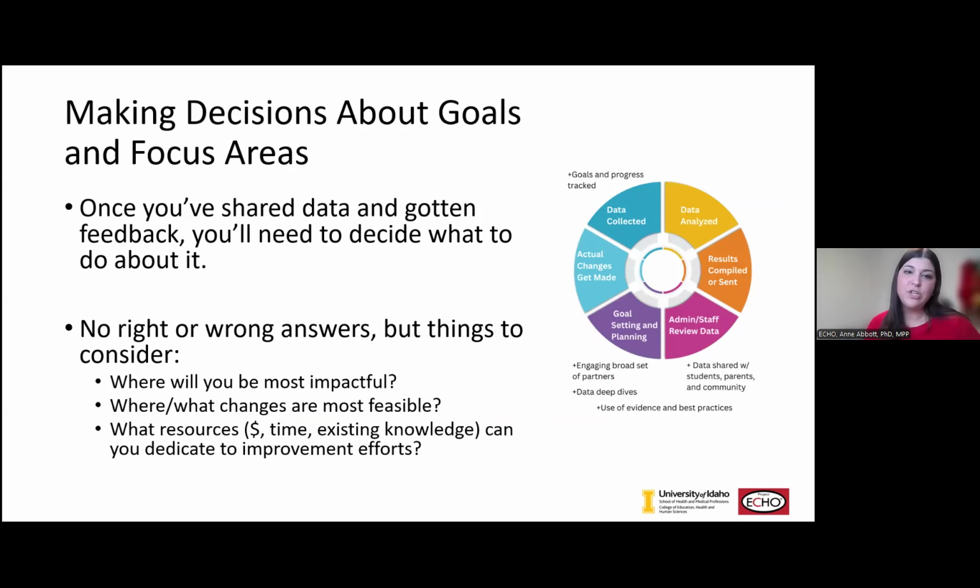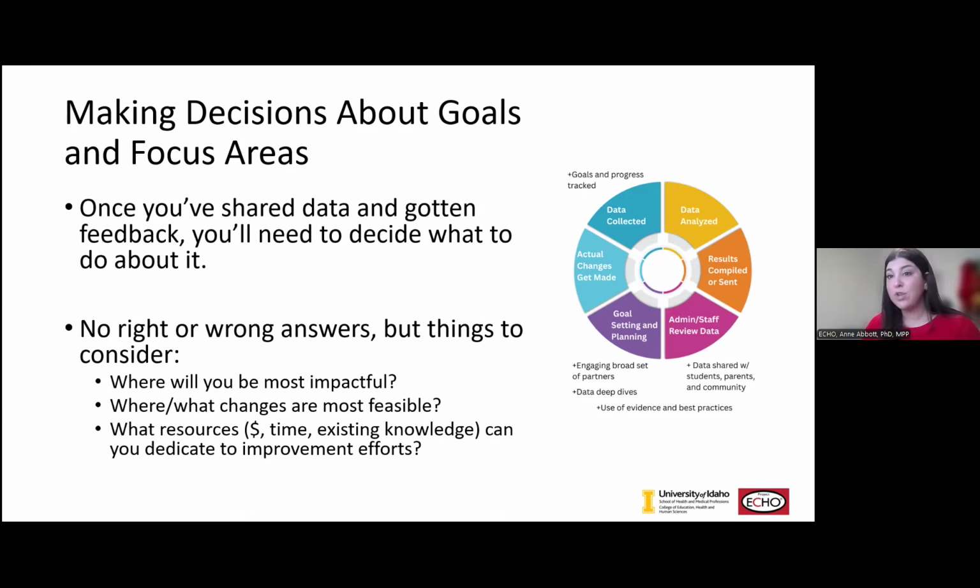All right. So once you've shared data and gotten that feedback that I was talking about, and there's lots of different ways to do it, the way I just said is just one, but you're going to need to decide what you're going to do with all of that information, right? So again, this is hard. There are no fully right or fully wrong answers, but there are some things that you should consider to probably help you make better decisions.